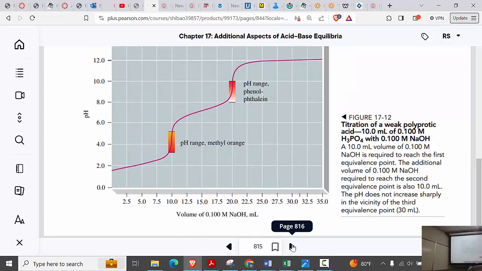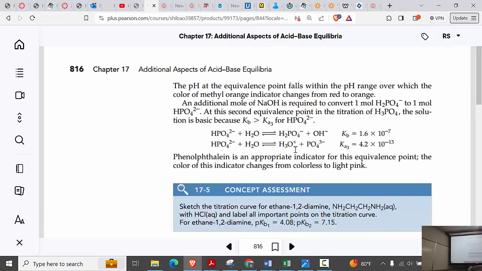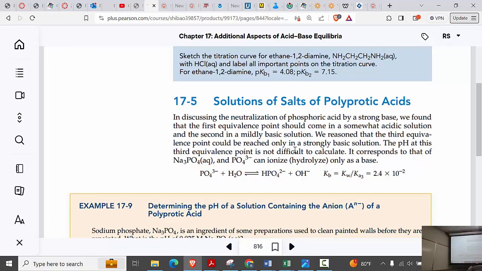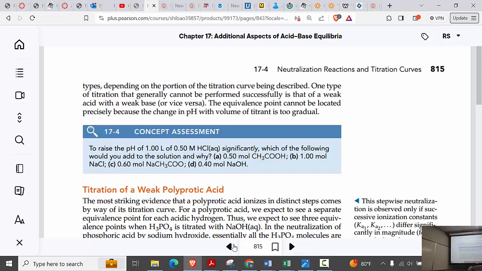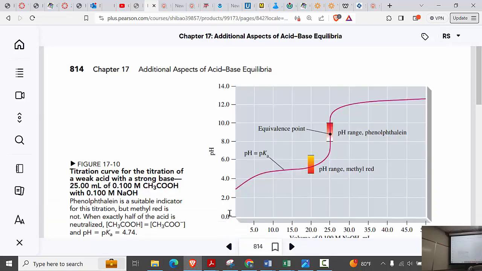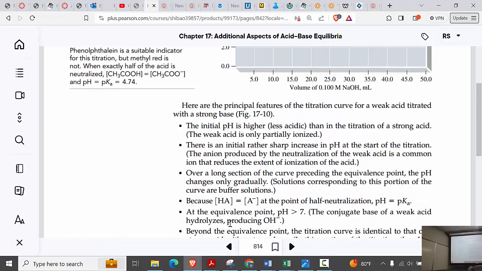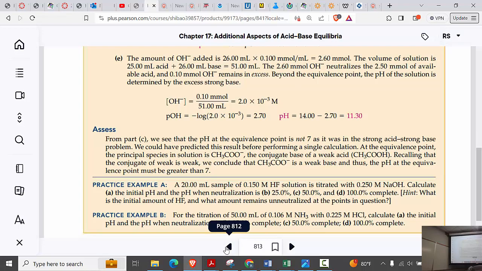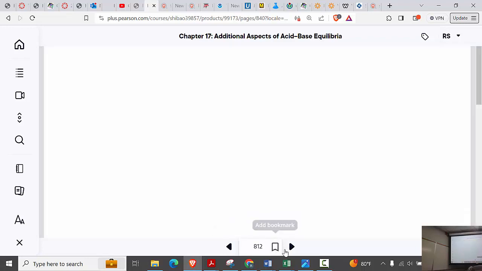So I'm going to not do phosphoric acid here. We're just going to look at a diprotic acid. Like, let's see, which one would be good. Let's see, the table. I have to go to the appendix.